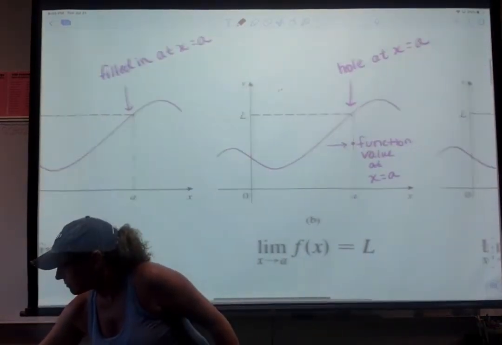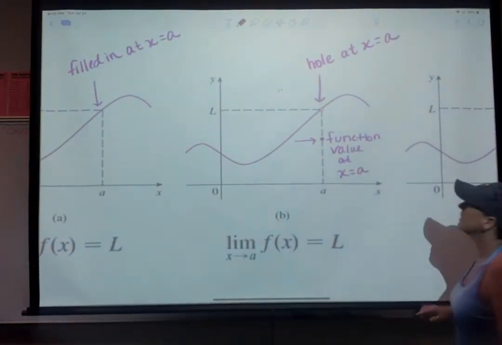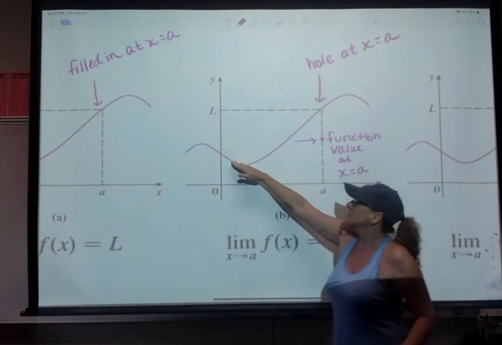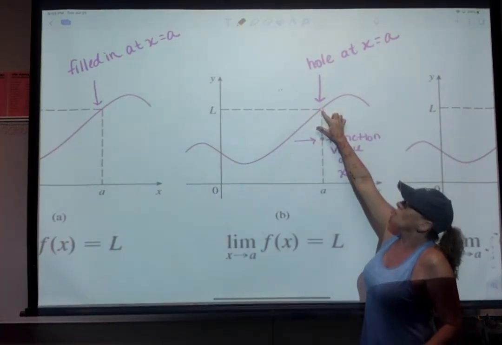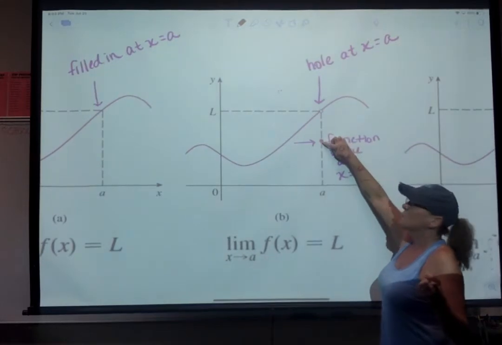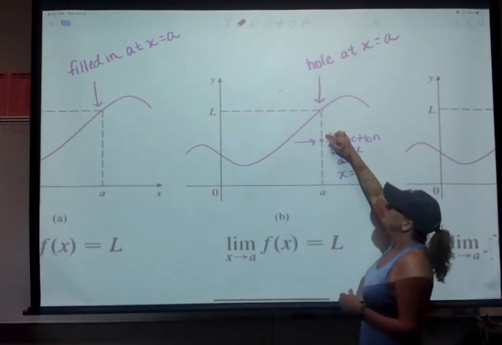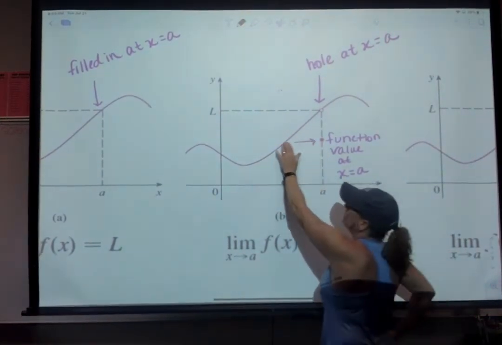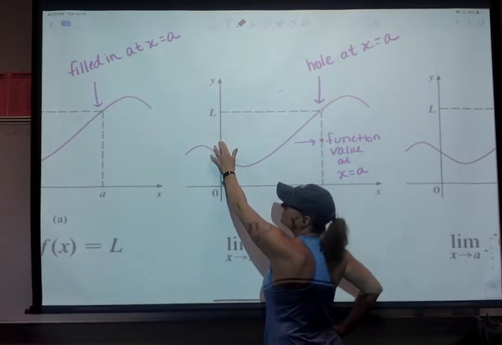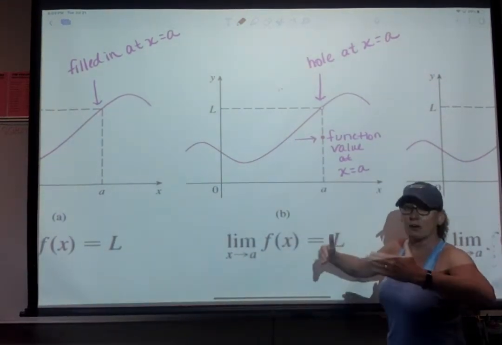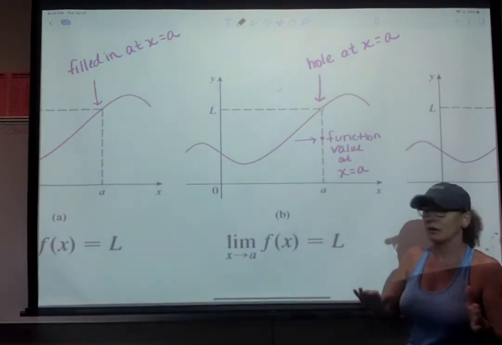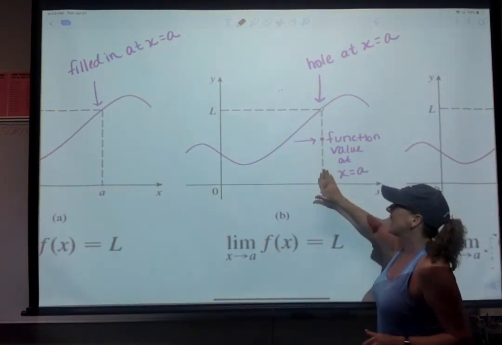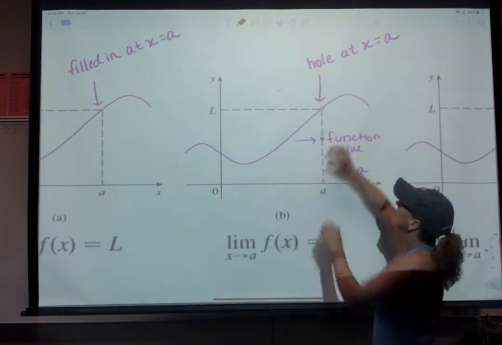Let's look at the second picture. This one is similar, only check this out. This function is defined. There's a hole right here, but it's still defined when x equals a. So when x equals a, I plug a into my function and I get something, not L. I get a value. It's not L, but I don't care. Watch. As x gets close to a, I don't need to know what's happening at a. So check this out.